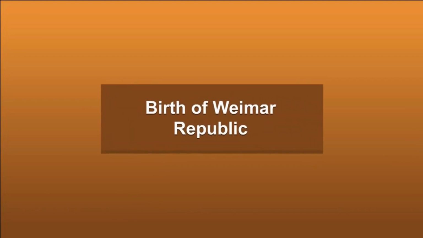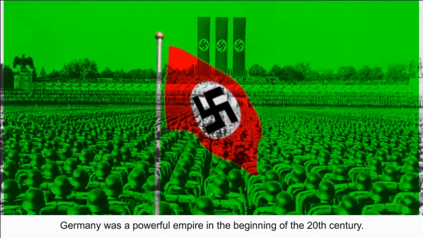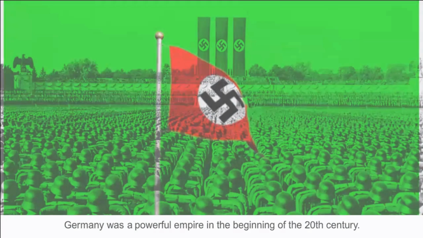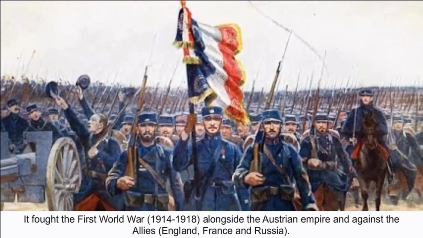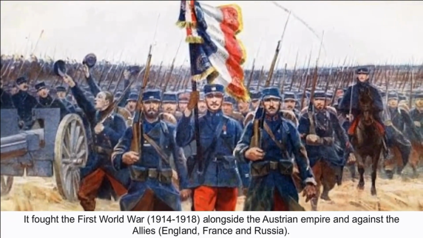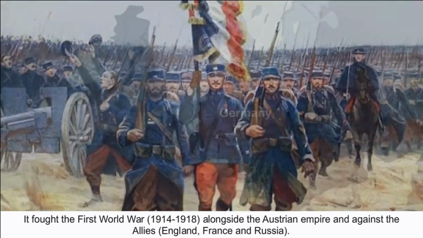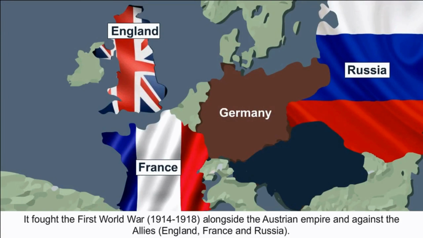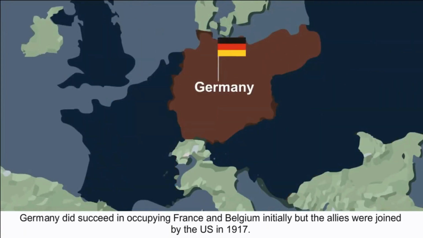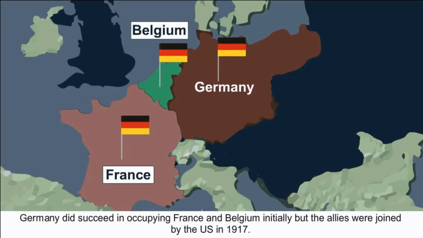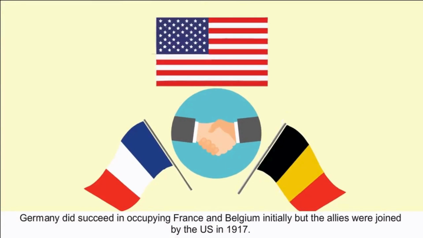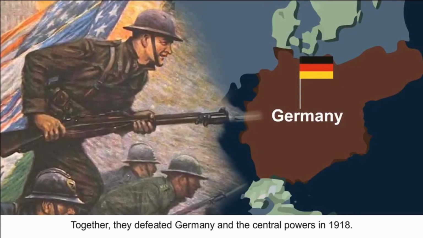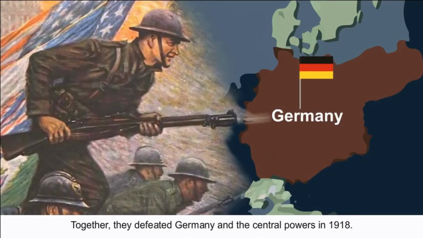Birth of Weimar Republic. Germany was a powerful empire in the beginning of the 20th century. It fought the First World War, 1914 to 1918, alongside the Austrian Empire and against the Allies, England, France and Russia. Germany did succeed in occupying France and Belgium initially, but the Allies were joined by the US in 1917. Together, they defeated Germany and the Central Powers in 1918.